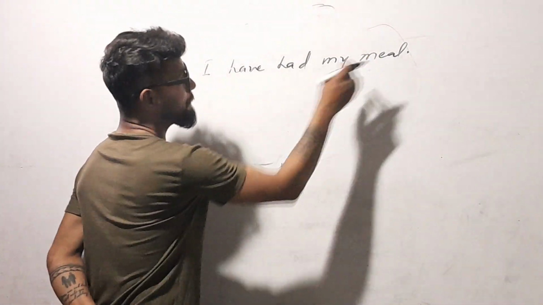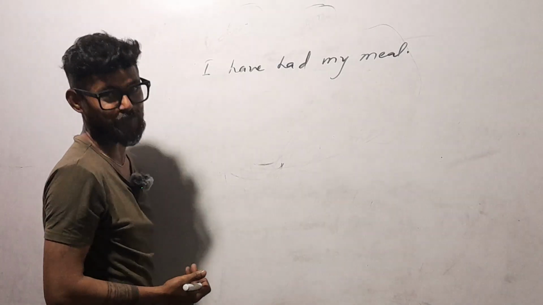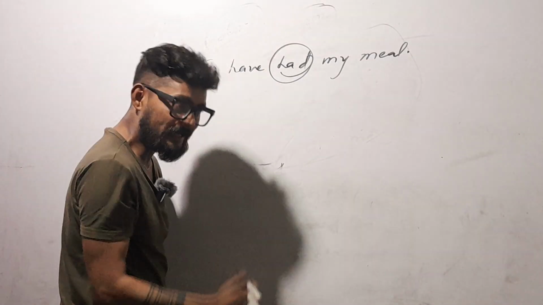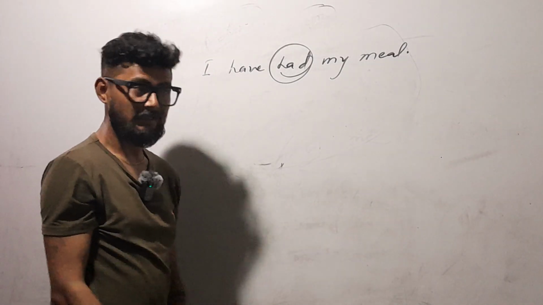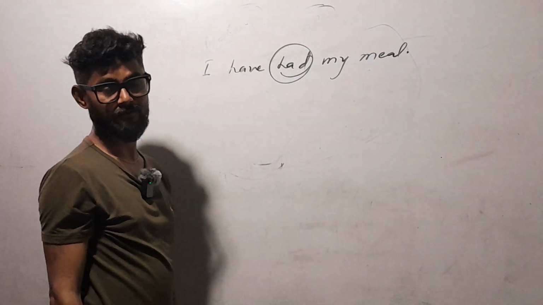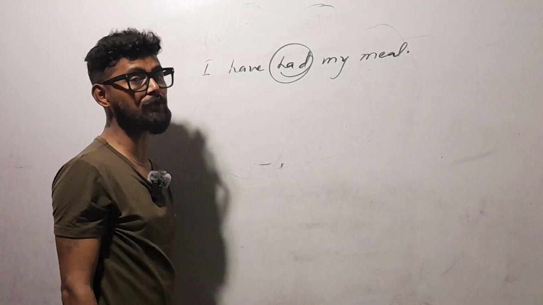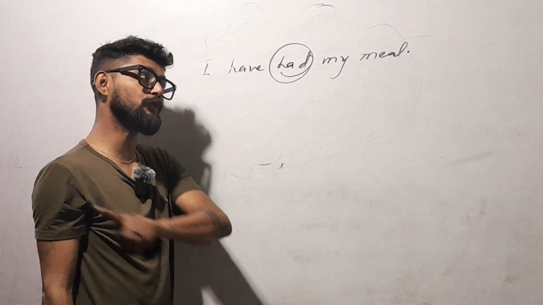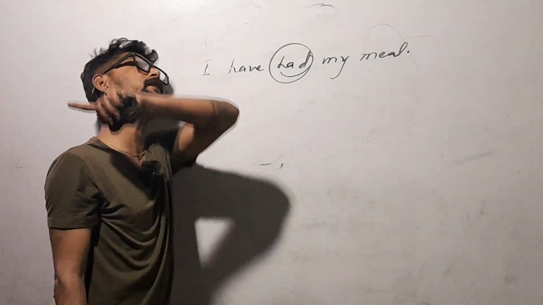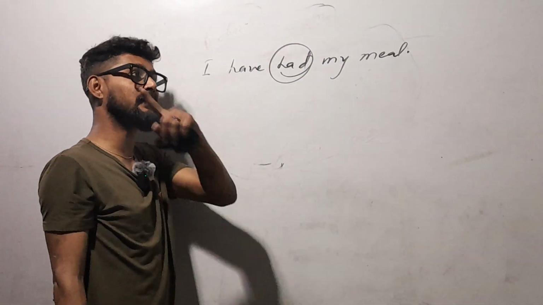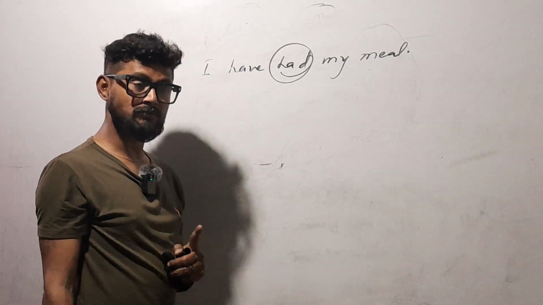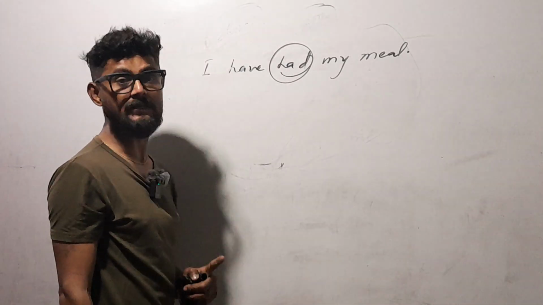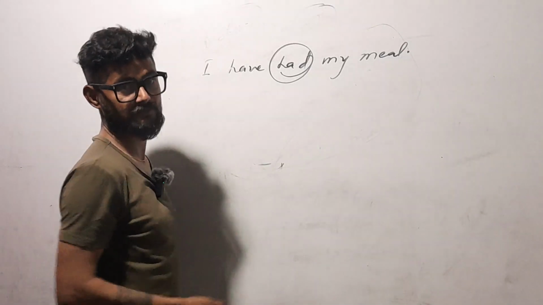I have had my meal. We often get confused here because had, in our country, in neighbor country, most of the people use eat and drink. Yes, but when we visit foreign countries like America, England, Australia, they rarely use drink and eat. Instead of drink and eat, they use has, have, and had.